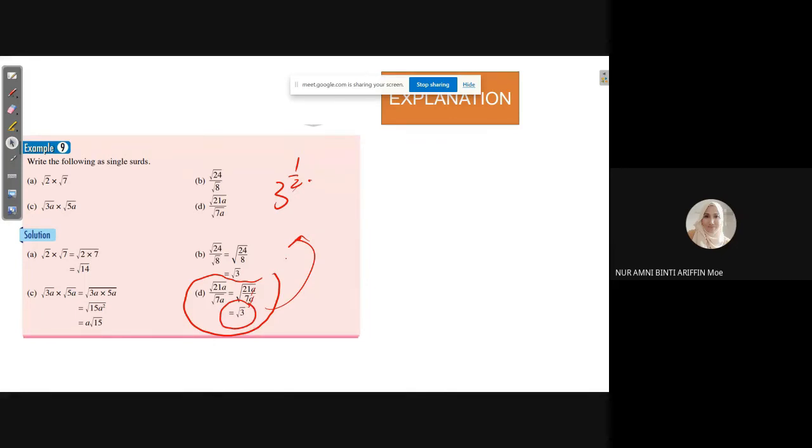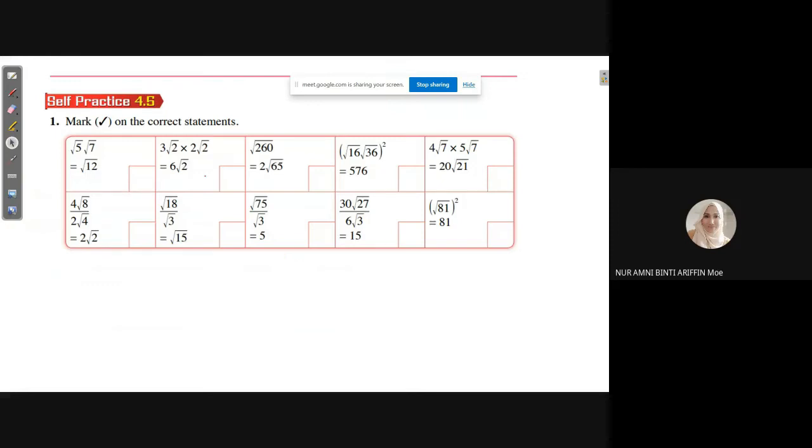Can you see? Okay, no problem, let's go to the next one. Mark correct on the correct statement. So this one, how can you convert this one? Do you think this is correct? You just times 7 times 5. The answer should be 35. So, is this one correct or wrong?